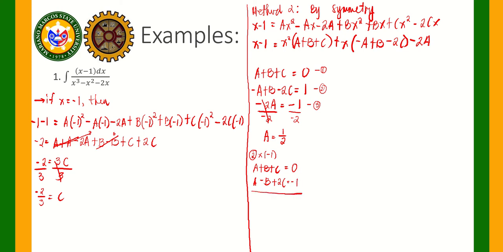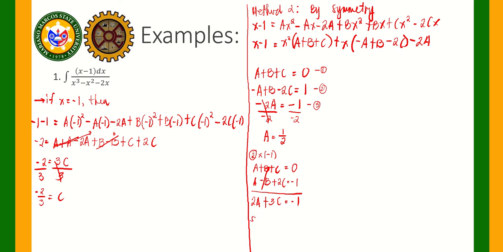Okay, and then we add. So this will be equal to 2a, and of course, this will cancel. C plus 2C is equal to positive 3. C is equal to negative 1. Since we know the value of A, substitute na lang natin dito.